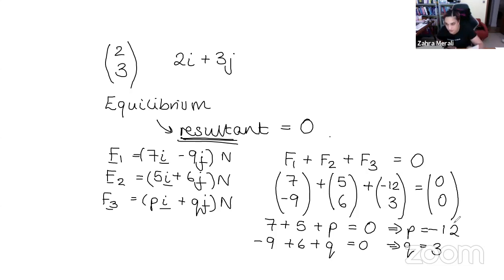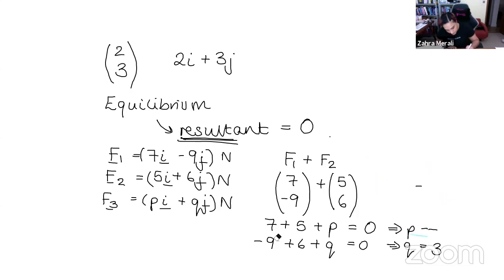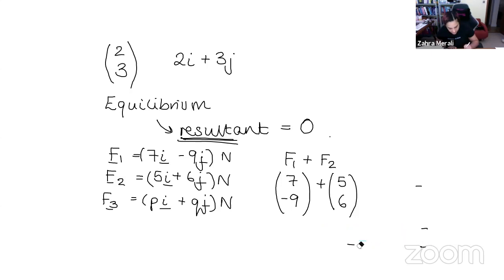Right. Now they're telling you F3 is removed. So now we've got rid of F3 and we want to find our new resultant. So F3 is gone. What is our new resultant? So now it's not going to be in equilibrium because we've only got these values here. And what does this give us? So our resultant now is these two together. And that's 7 plus 5 to give you 12 and minus 9 plus 6 to give you minus 3. So that's now our resultant force.